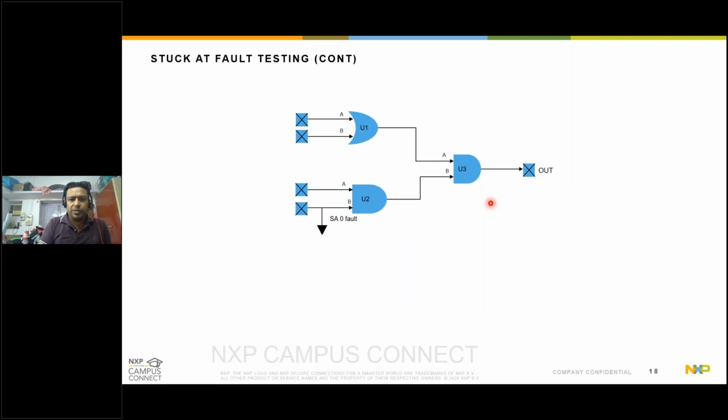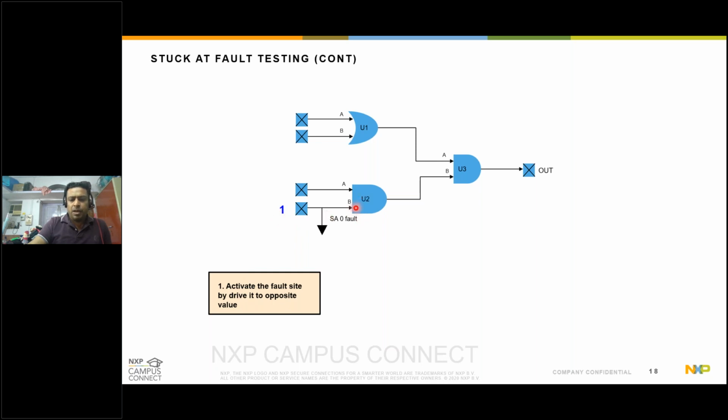So the first step in testing your design is to activate your fault site. Here the fault site that we are considering is the B input of the U2 gate, which is having a stuck at 0 fault. Now, in order to test this fault, I need to activate this fault site. What that means is that I need to drive a value that is opposite to the fault that I am currently testing.